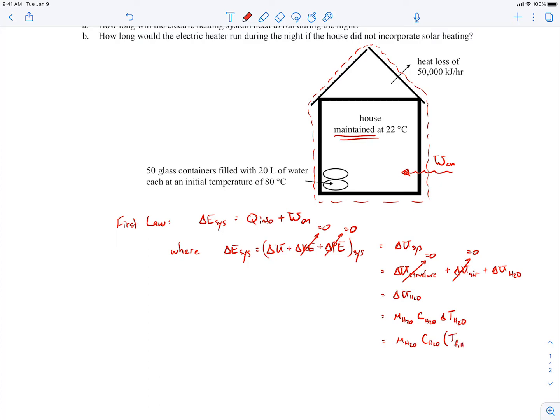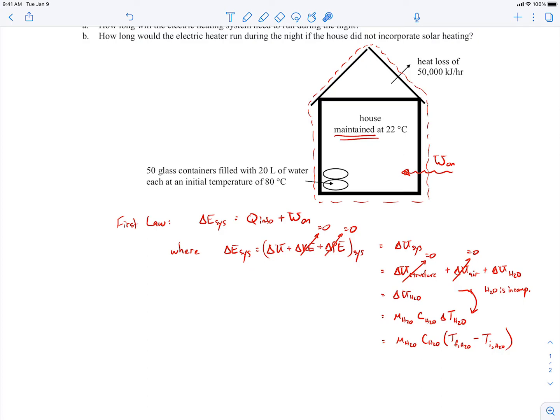Let me just finish writing this out, and then I'll tell you some of the assumptions I made here. Okay, so one assumption I made in going from this step to this step is that the water is incompressible. So that means I can write the change in internal energy as the mass times the specific heat times the change in temperature.